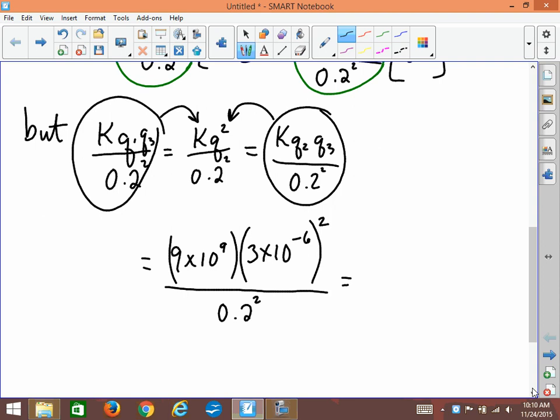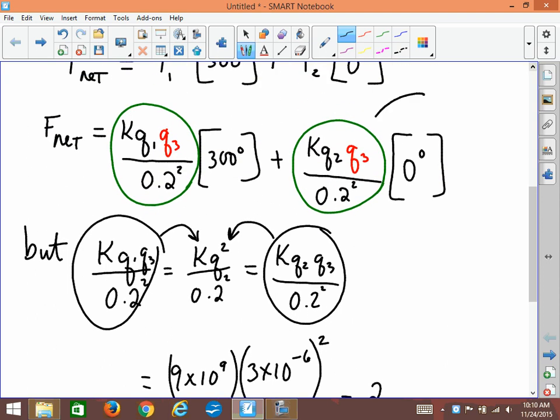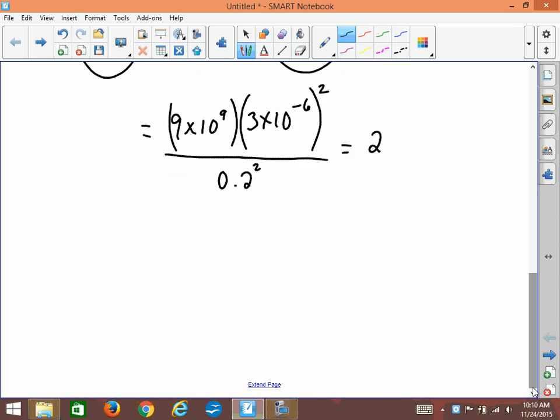So 9 times 10 to the 9 multiplied by 3 times 10 to the negative 6 squared, and then divided by 0.2 squared, comes out to, what I got was pretty much 2.025 or something. Can somebody confirm that? Good. So we know we didn't make a mistake. So that means I can go back up here and put a 2 where this was, and a 2 where that was, and make this a heck of a lot simpler, can't I? So my net force now becomes 2 newtons at 300 degrees, and I'm adding to that 2 at 0 degrees.